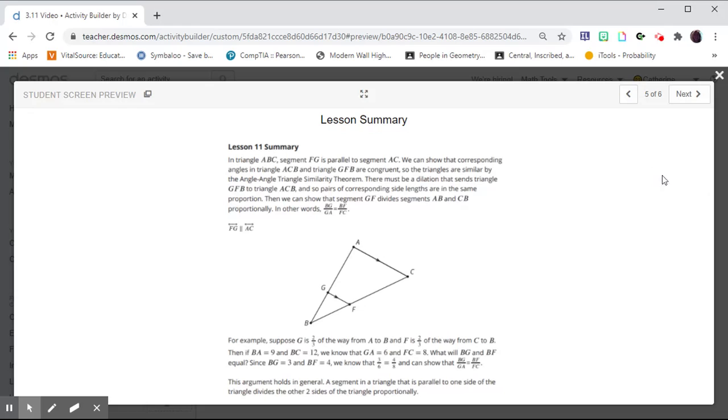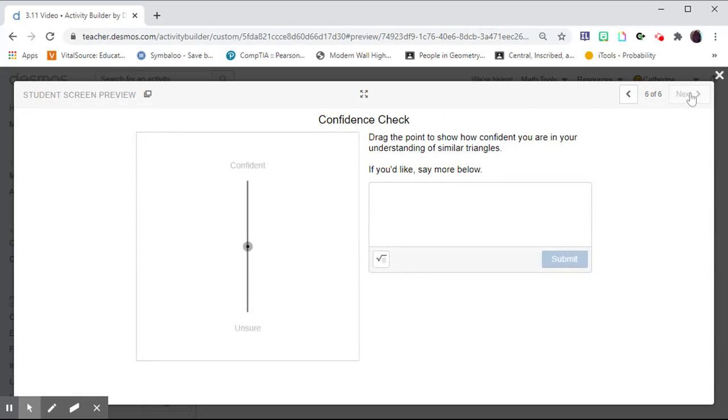You can read it through here, and at the end of this, I have just a little confidence check for you. We're at Lesson 11 now in Unit 3, and I'm wondering, how confident are you in understanding similar triangles? Are you feeling pretty good about the things we've been doing in this last unit, or are there some things you still need help with? Either way, let us know. If you need to say a little more, touch base with your teacher right away so we can get you the help you need before we take that final test when we get back from the break.